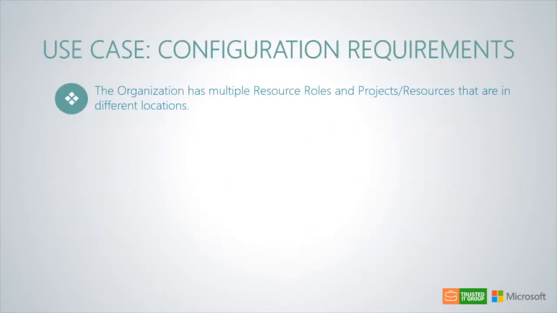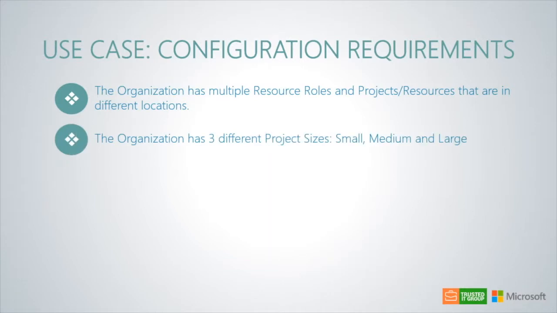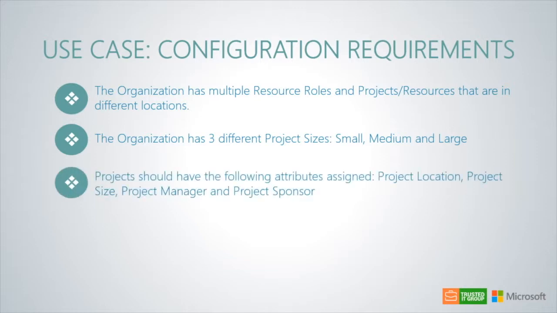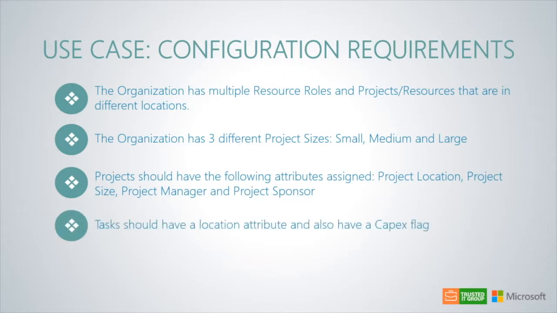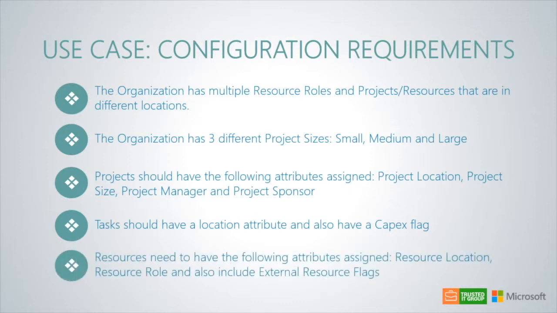The organization has multiple resource roles. Also, there are projects and resources that are in different locations. The organization has 3 different project sizes. They are small, medium, and large. Projects should have the following attributes assigned: project location, project size, project manager, and project sponsor. Tasks should have a location attribute, and also have a CapEx flag. Lastly, resources need to have the following attributes assigned: resource location, resource role, and also include external resource flags.